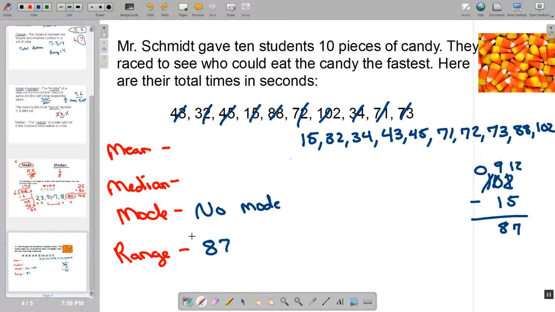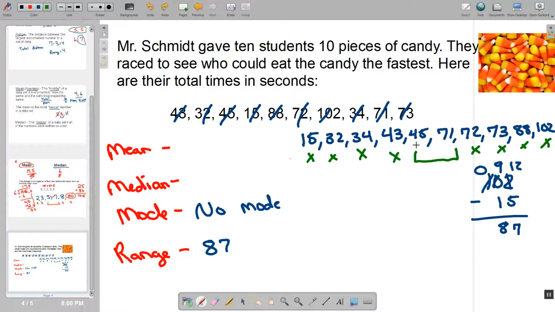And now we have median. So we are going to try to find the middle number when the number set is written in order. So I'm going to go largest and smallest. They cancel each other out. Next largest, next smallest, again, and we are stuck with two numbers because we have an even number in our data set. So we're going to have to average or find the number that's halfway between 71 and 45.